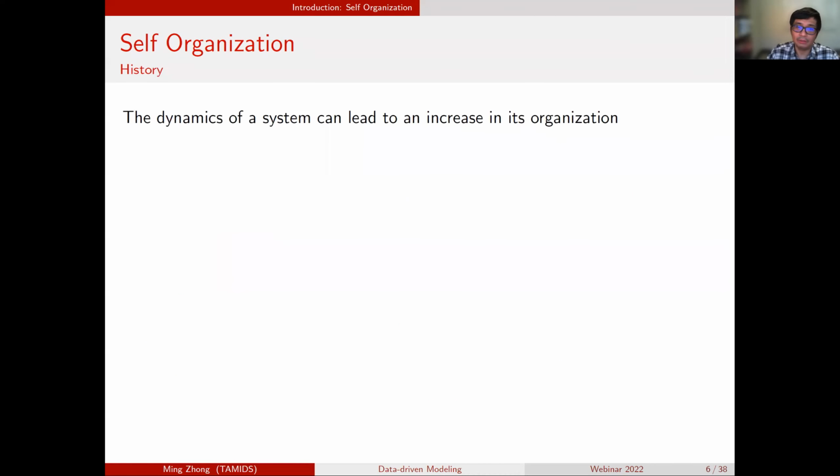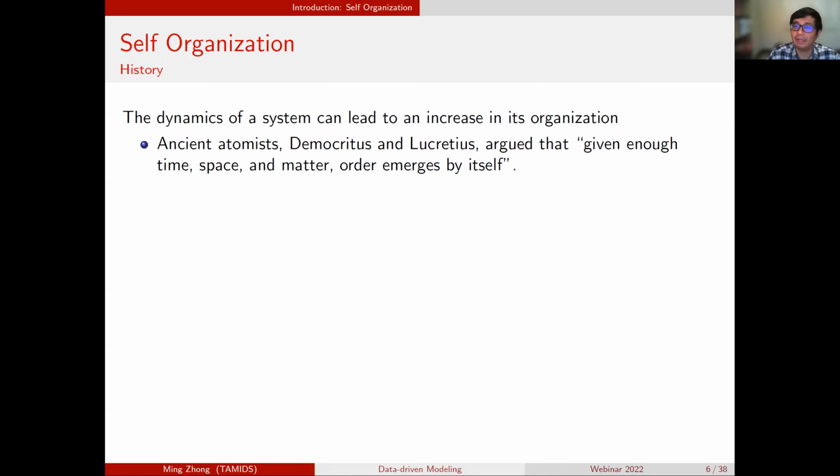Before we go into the details on how to understand that from the mathematical point of view, consider the idea that a dynamical system can lead to an increase in order. This is a little bit counterintuitive to those who know the second law of thermodynamics, that things actually increase in chaotic behavior, but self-organization is actually an increase in order. This idea that a dynamical system can lead to an increase in order appeared a long time ago. Some of the ancient Greek philosophers already argued that given enough time, resources, and even space, order would naturally emerge by itself.